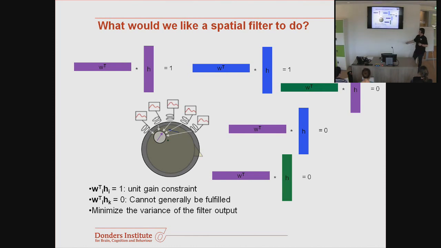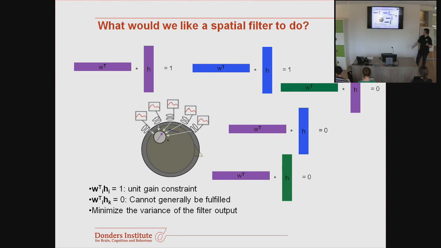W transpose times H of a source i equals 1 is called a unit gain constraint, so you want to have a maximum output. And W transpose i times H k, so W transpose purple times H, say blue, should be 0, which in general cannot be fulfilled. So what we want to do is to minimize the variance of the filter output. So we want to minimize this. We cannot force it to be 0.